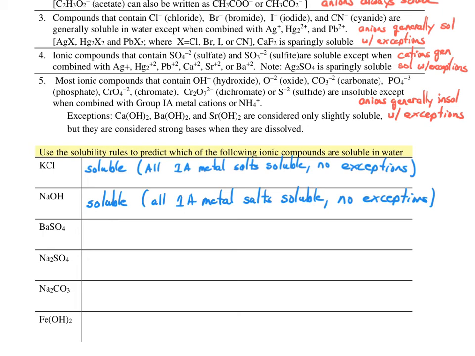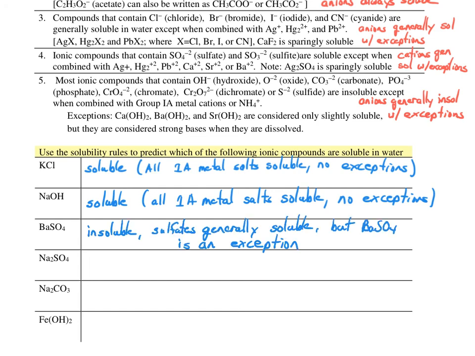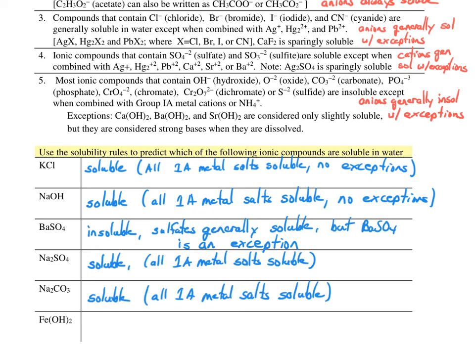Sulfate compounds are generally soluble, except when they're partnered with these metals here. We see barium is one of these metals that when partnered with sulfate forms an insoluble salt. Barium sulfate is insoluble. Sodium sulfate, soluble, a 1A metal salt. Same is true for sodium carbonate. For 1A metals and ammonium ions, it doesn't matter what the anion is. These compounds are always soluble.